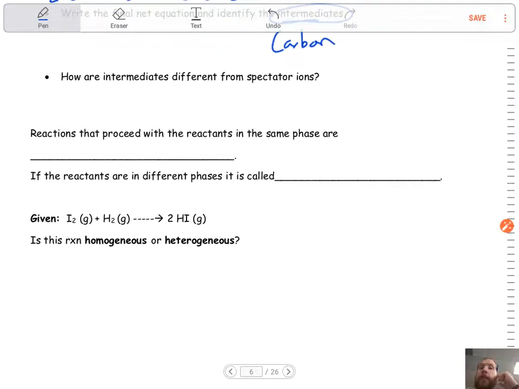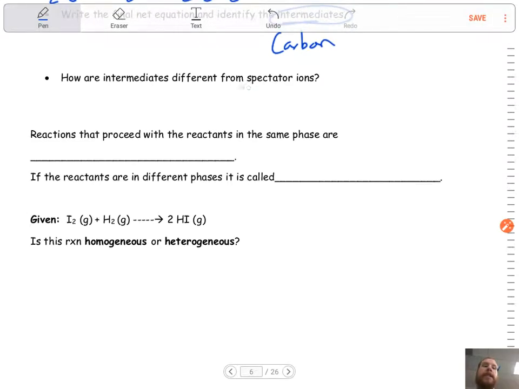Now, one thing you need to know is how intermediates are different from spectator ions. And the key here, remember, this is from our solutions unit, Unit 11: spectator ions don't take part in the reaction. They're just kind of there hanging out. They're watching. Intermediates, though, take part in the reaction, meaning they are produced and consumed, or consumed and produced.